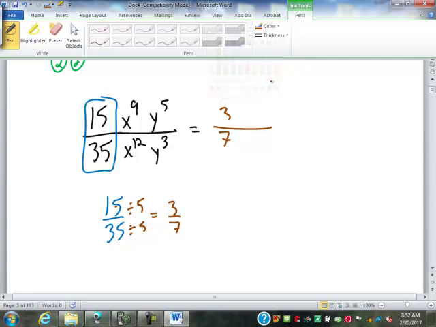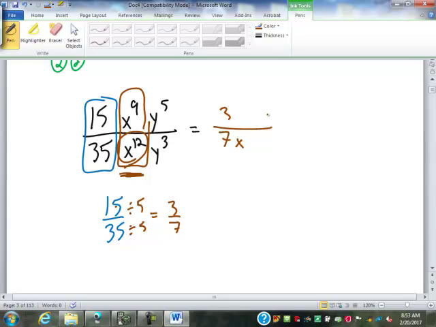For the variables, I can do each variable at once. I've got x to the 9th and x to the 12th. Now, first thing I need to figure out is if the x is going to go in the numerator or denominator in my answer. It's going to go on top or bottom. How do I know? Well, where's the bigger power here in the problem? On the numerator or denominator? It's on the bottom. It's in the denominator, x to the 12th. That means my x is going to end up in bottom in my answer.